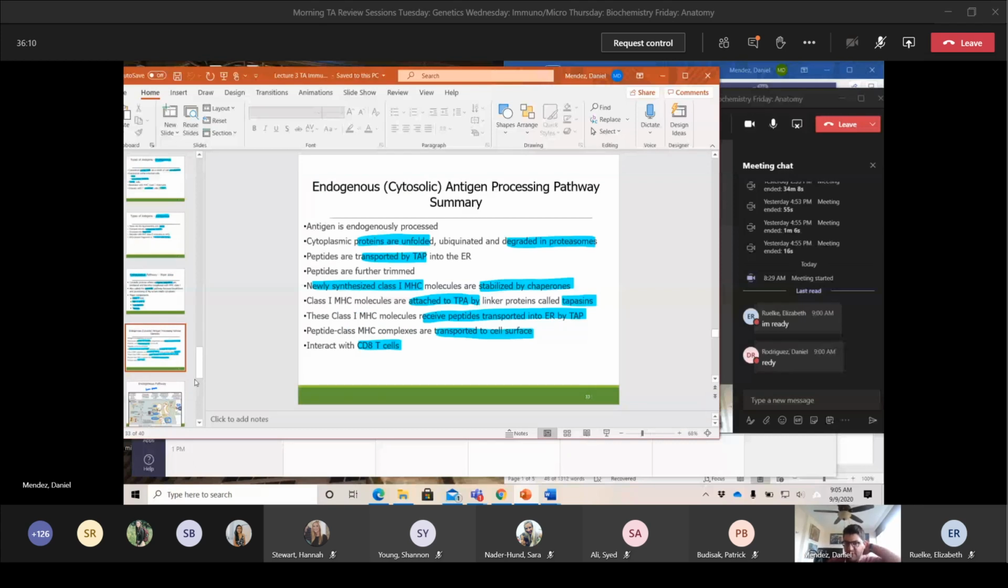The endogenous is a little different. The endogenous being the cytosolic, this is the entire pathway here. This entire pathway explains every single step. You don't need to know every step, and you also don't need to know every detail of the pathway. What you do need to know is the main players, like we said before, TAP and tapasin. There's a really good picture on the next slide that shows the pathway. Here, we're just going to go from the antigen being endogenously processed. The antigen is going to be released from the virus or the nucleus of the tumor cell.